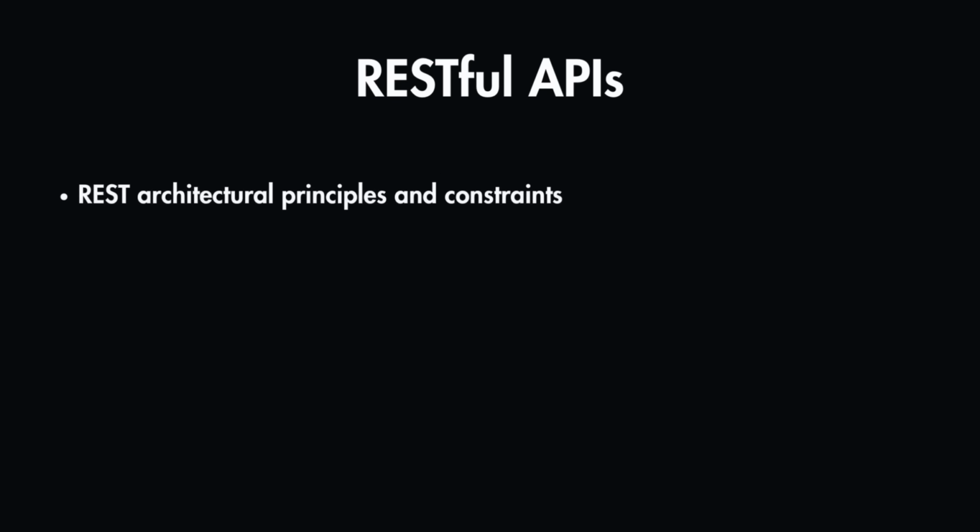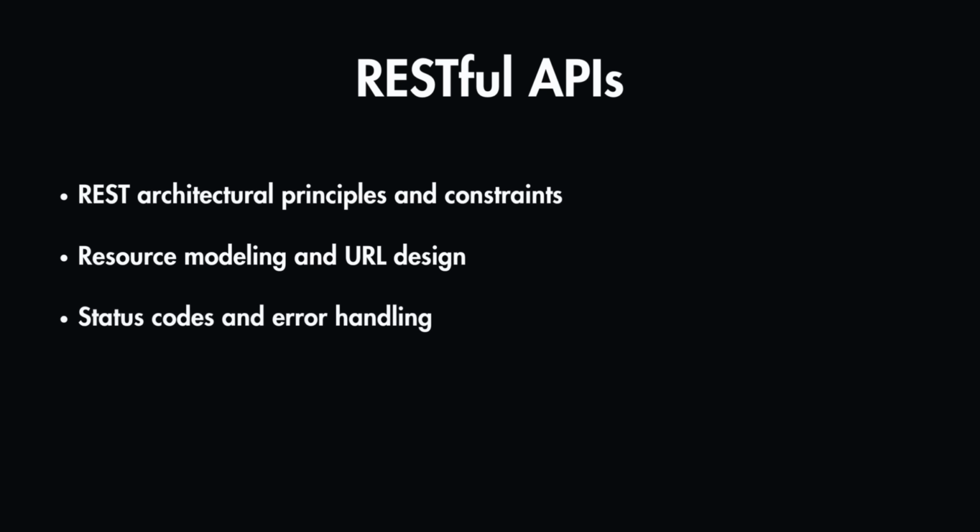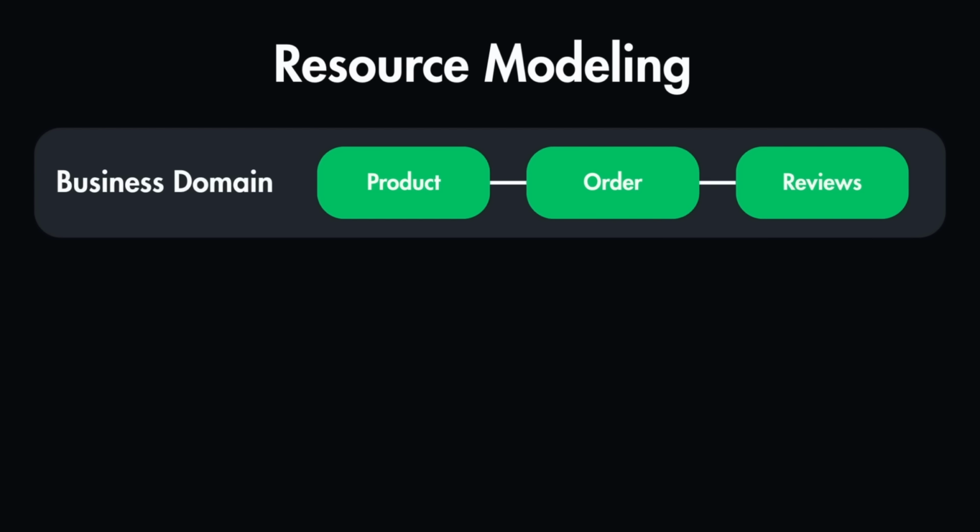We'll start by learning about the architectural principles and constraints of RESTful APIs, about resource modeling and URL design, also status codes and error handling, as well as filtering, sorting, and so on. And we'll learn the best practices when using and developing RESTful APIs. Let's start from resource modeling.